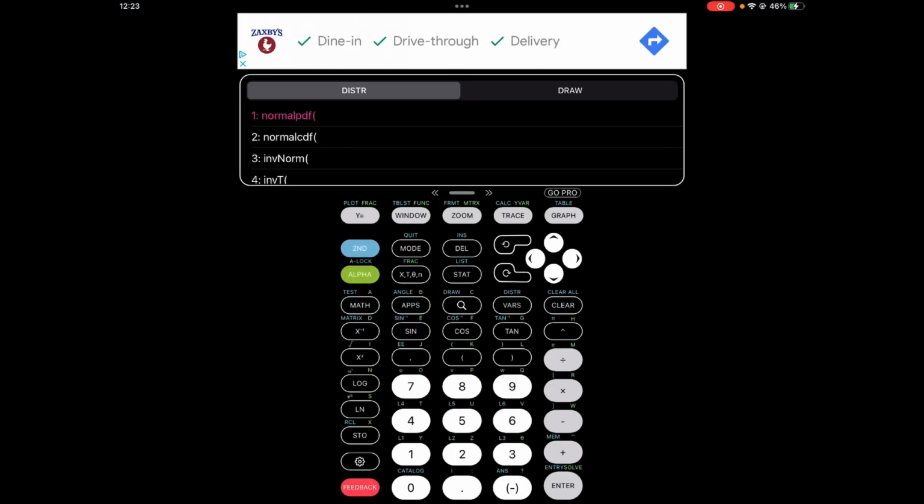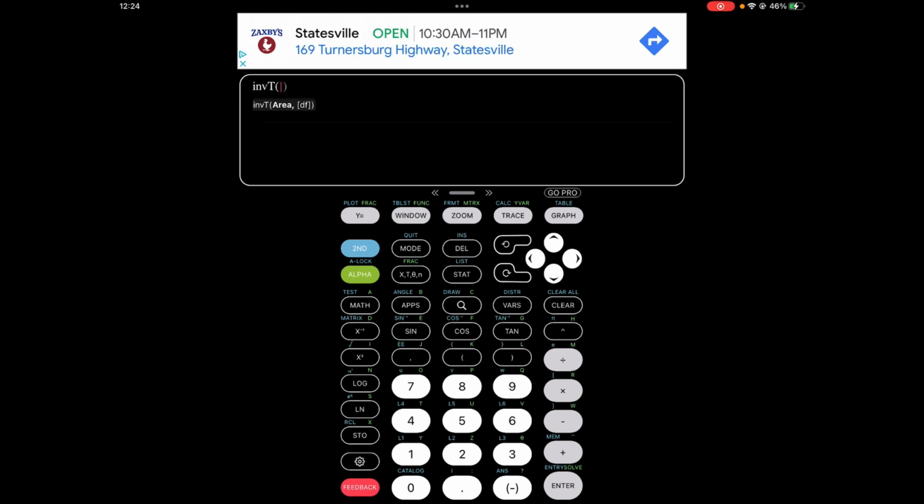Second vars, you can go down to the inverse t. And when you do that, you put the area that you're talking about. So this is 0.10, and then we do comma, and then we're going to do our degrees of freedom. So our degrees of freedom were 25. And we get a negative 3.16.